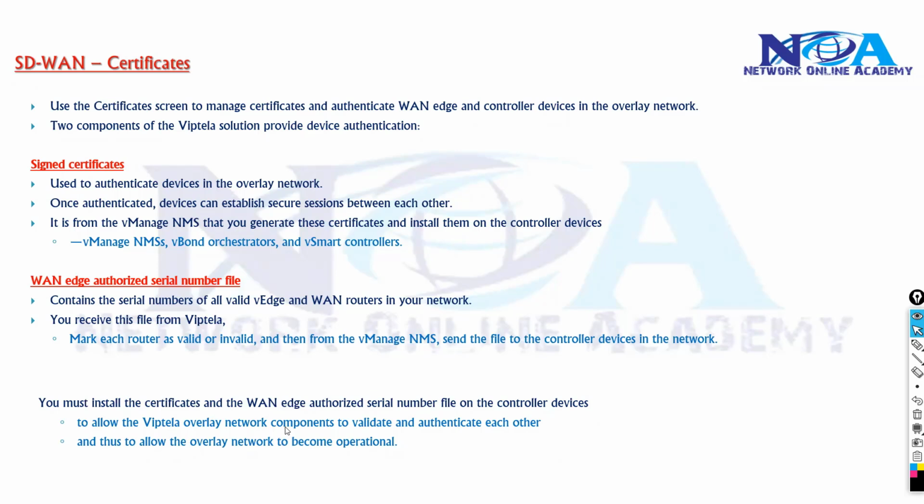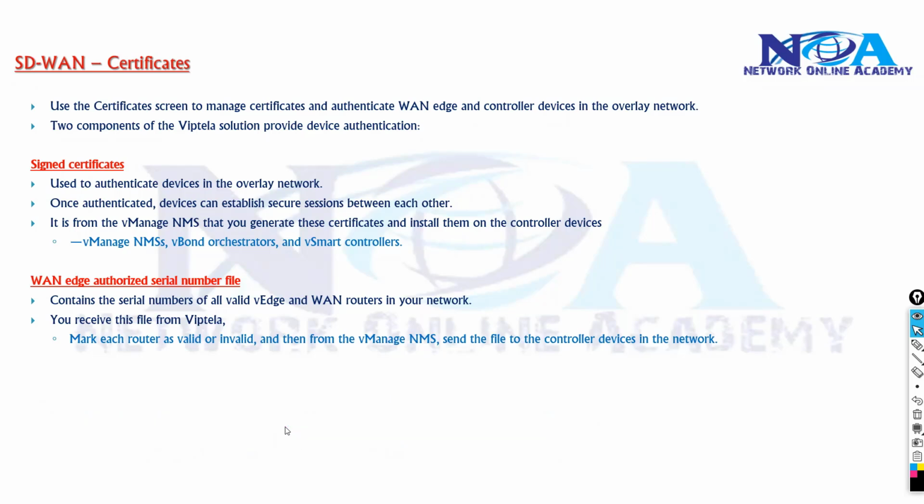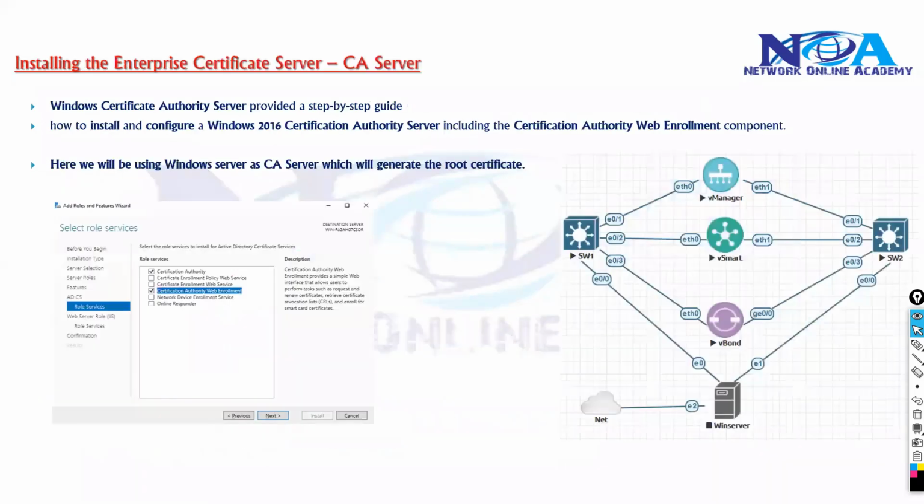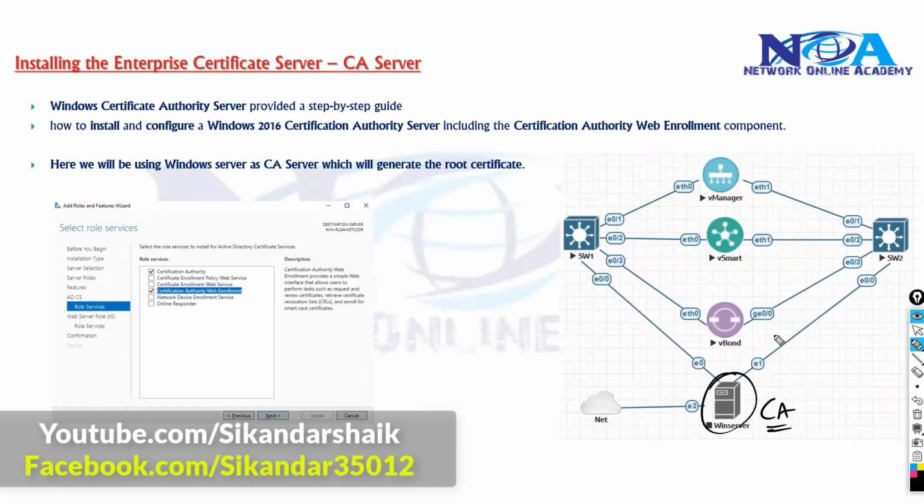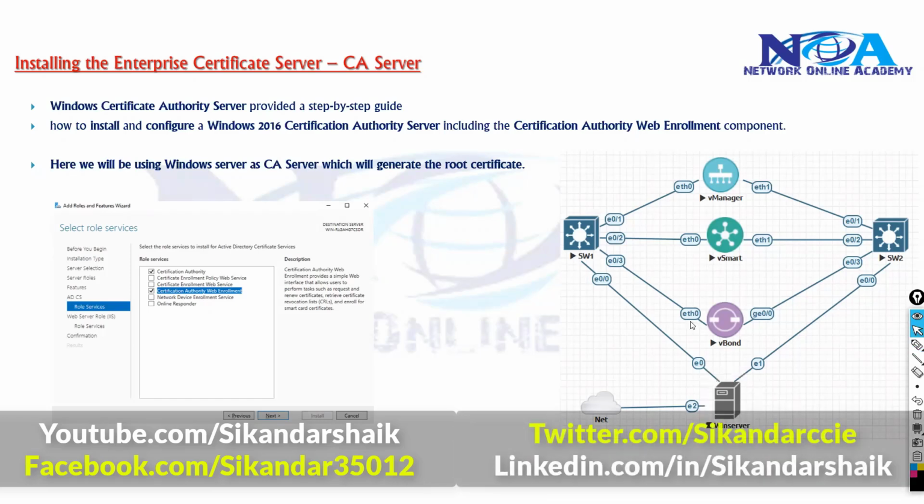So the first step, once you set up your network, once we add the devices like we did, we need to make sure that we configure one internal CA server, and this CA server is responsible for providing the certificates in our network for this SD-WAN topology.